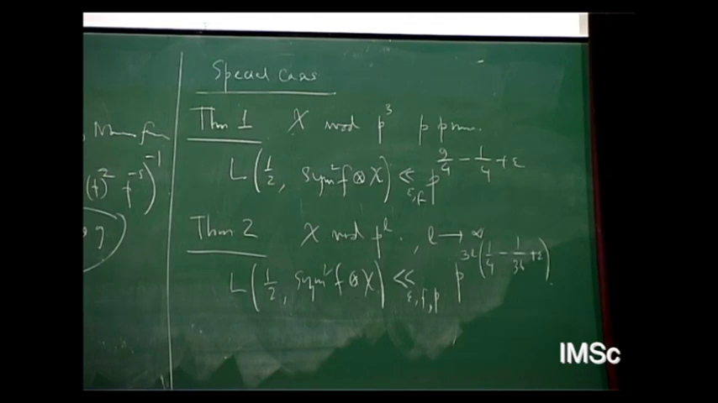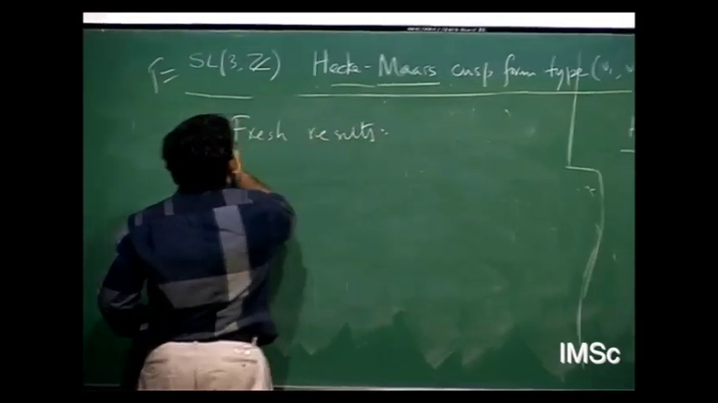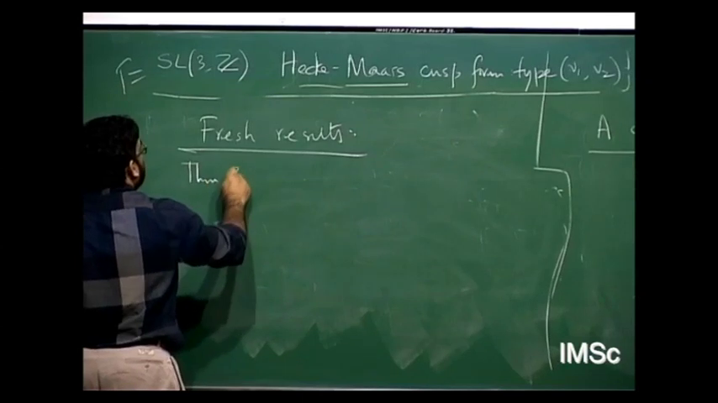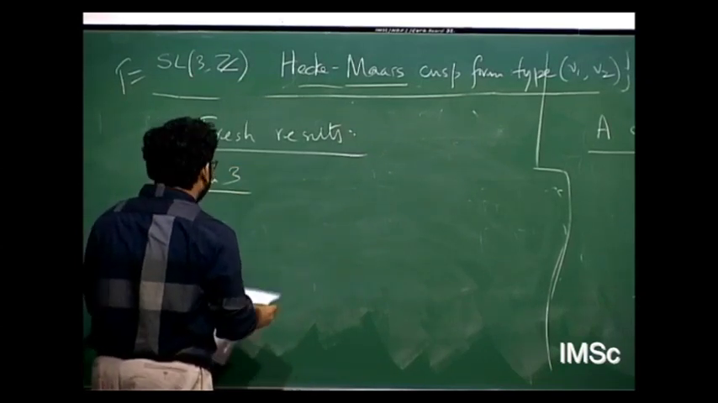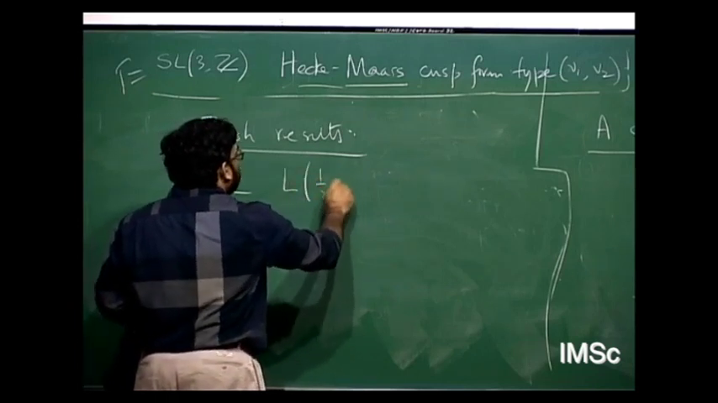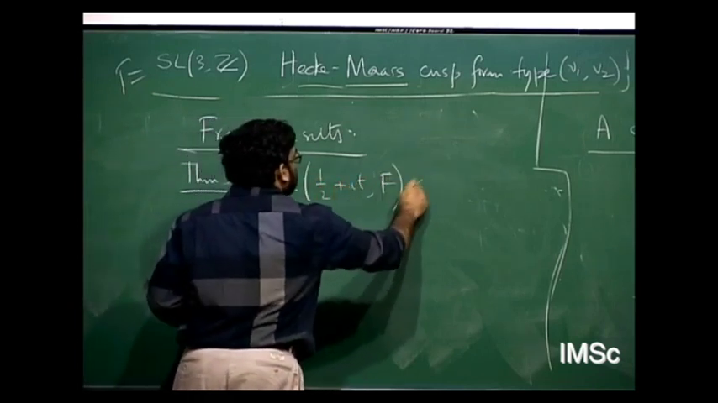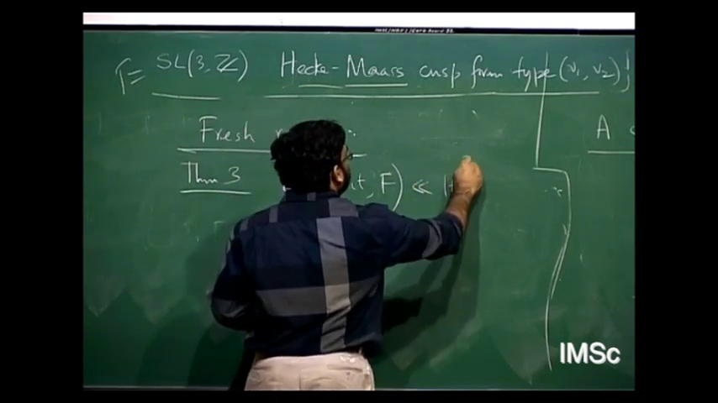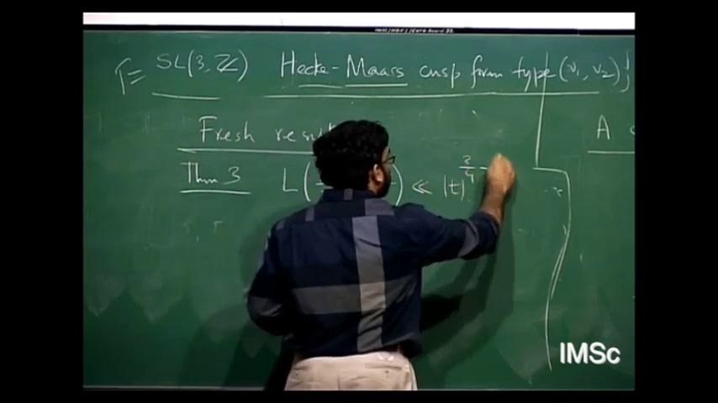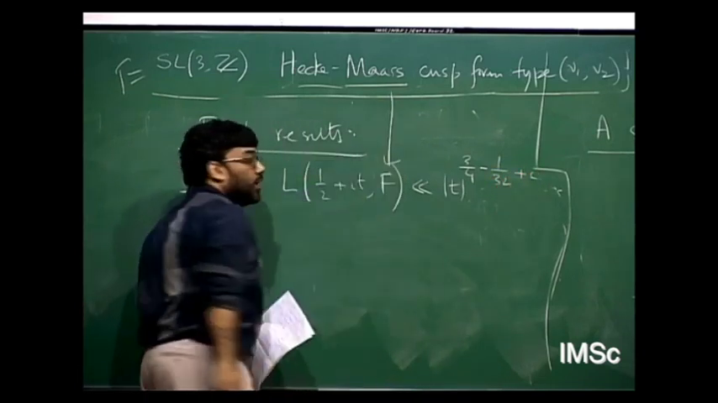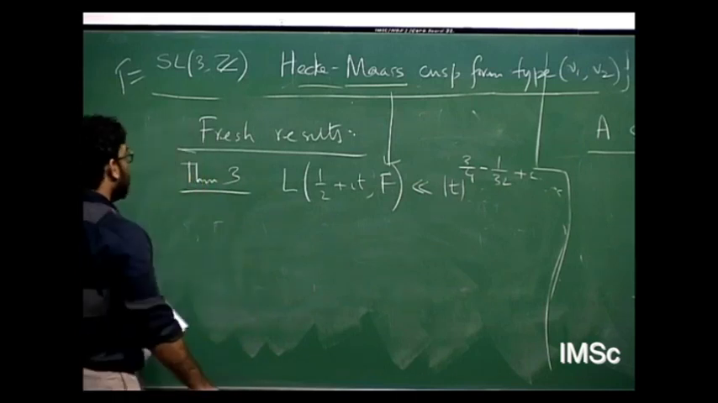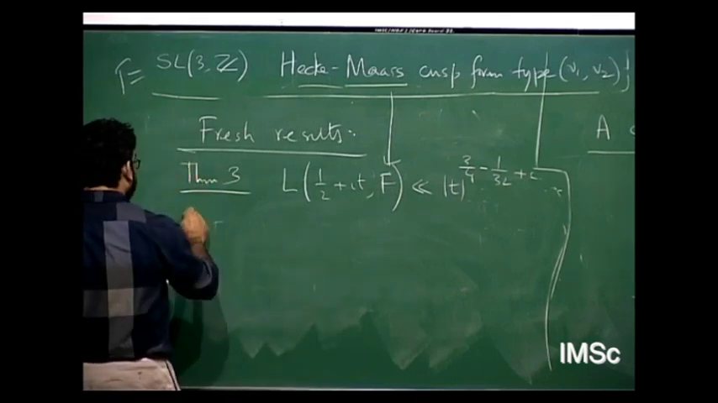And now I just had some fresh results. Theorem 3. I don't have time to prove that. So L(1/2 + it, f) is bounded by t to the power 3/4 minus 1/32 plus epsilon for any f, not necessarily a symmetric square. So it settles the GL3 subconvexity in the t-aspect.